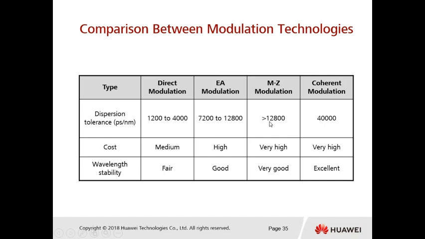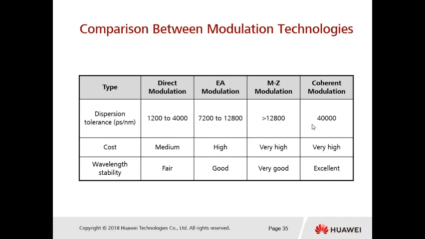The dispersion tolerance is 12,800. Okay, but for coherent modulation, you don't need to care about chromatic dispersion anymore. The dispersion tolerance is 40,000. Actually, for the newest coherent technology, the dispersion tolerance can be 150,000. You can do a math calculation.